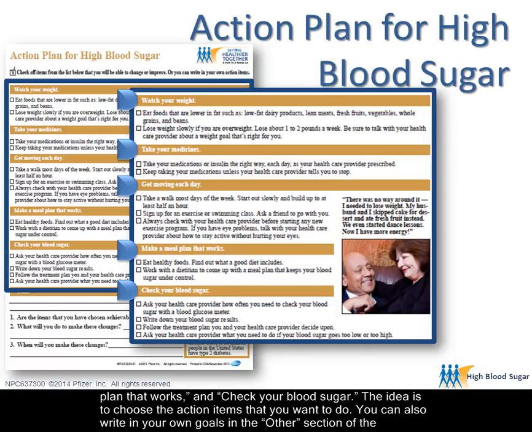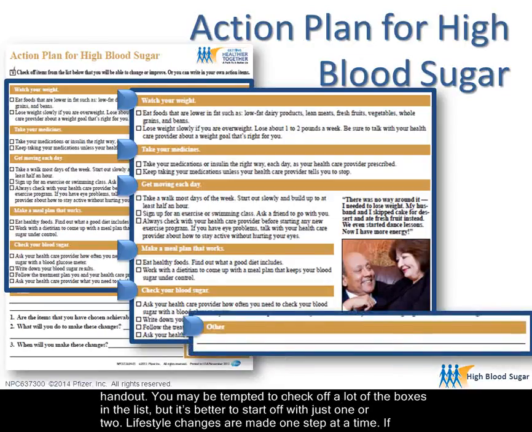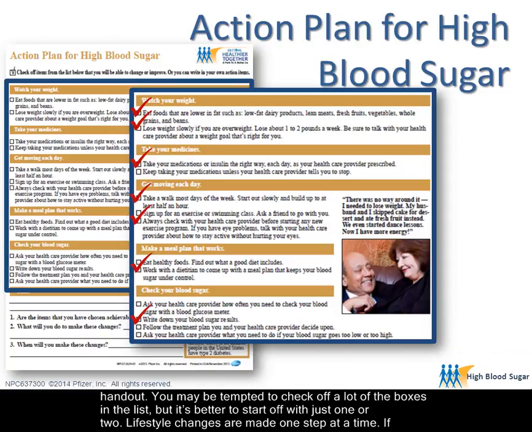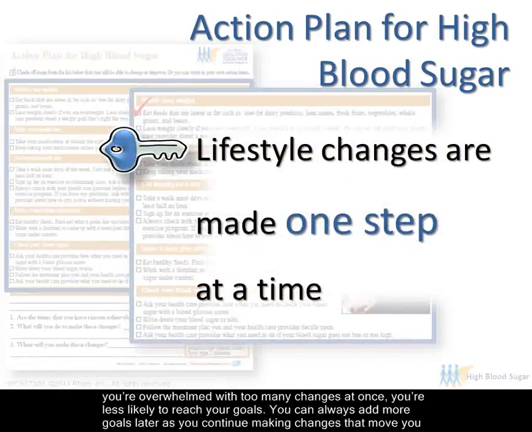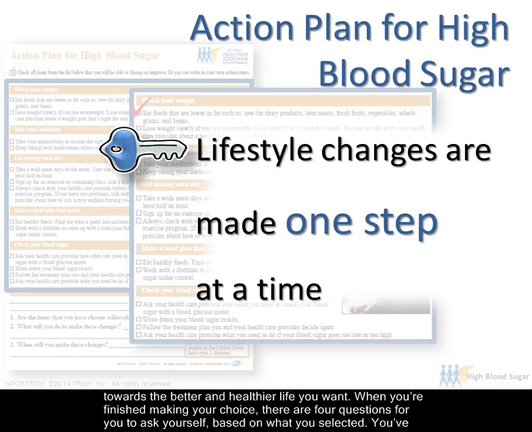The idea is to choose the action items that you want to do. You can also write in your own goals in the other section of the handout. You may be tempted to check off a lot of the boxes in the list, but it's better to start off with just 1 or 2. Lifestyle changes are made one step at a time. If you're overwhelmed with too many changes at once, you're less likely to reach your goals. You can always add more goals later as you continue making changes that move you towards the better and healthier life you want.